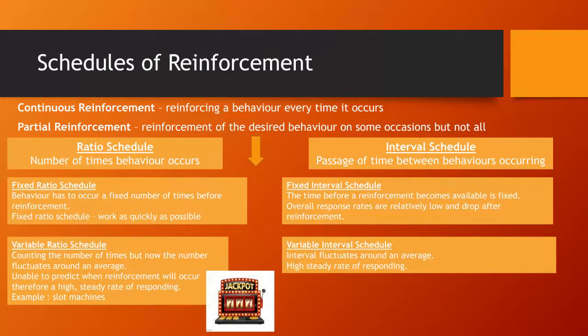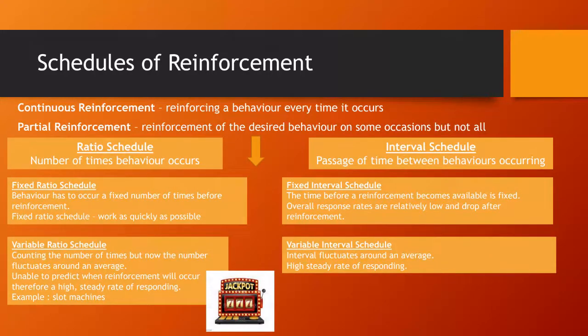So schedules of reinforcement. We can reinforce the behavior every time it happens. It's continuous. Every time we do it, we reinforce. So therefore, the behavior gets more and more frequent every single time. But we also know that that's not always going to happen. If a child is at home, you can't reinforce every time, but you can do it some of the time. So sometimes it's on a ratio schedule. So the number of times it occurs, there will be a reward.